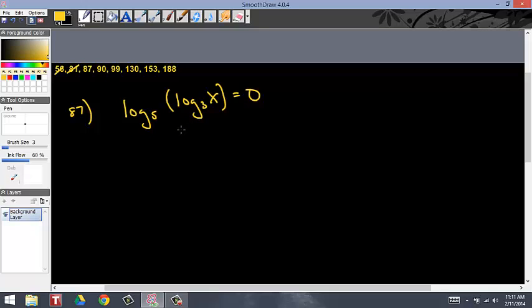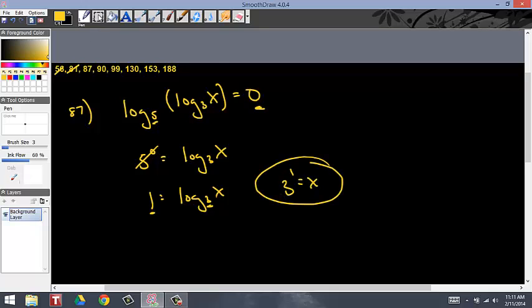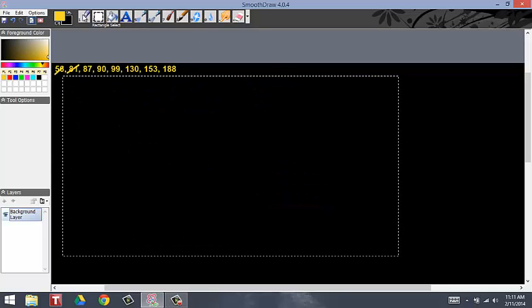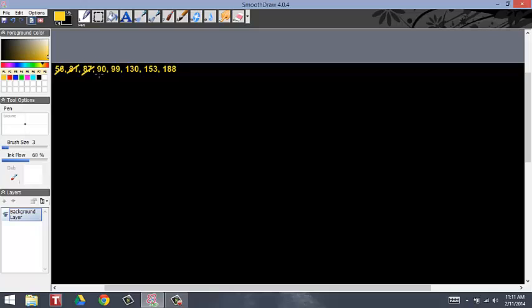This is a multi-layered logarithm. This is like the inception of logarithm problems. Look, we have to change forms here because we're stuck. 5 to the 0. I know we did this before. I like this problem, so we're going to do it again. 5 to the 0 equals log base 3 of x. 5 to the 0 is 1, so 1 equals log base 3 of x. We're stuck again. Change forms again. 3 to the 1 equals x. 3 to the 1 is 3, so you're done. I like that problem. Inception. That was 87.